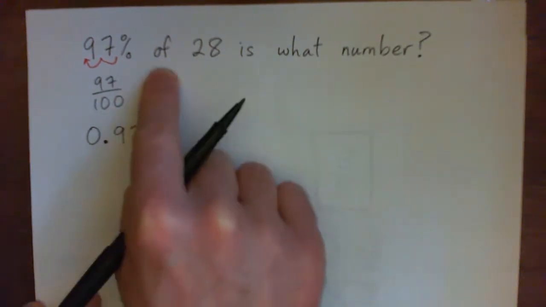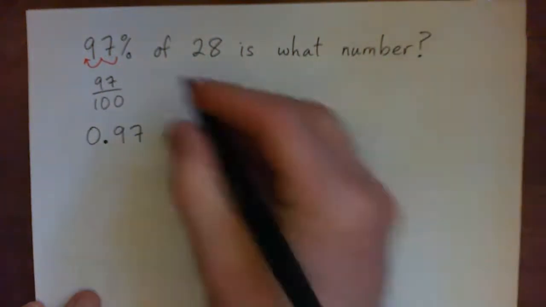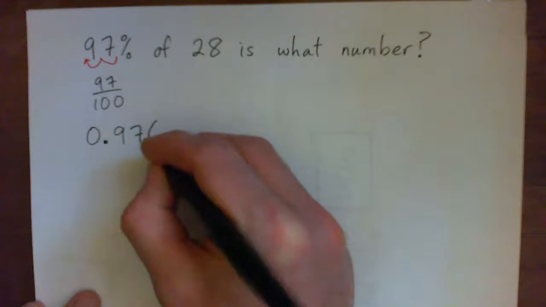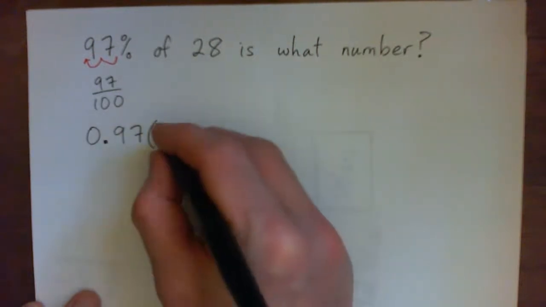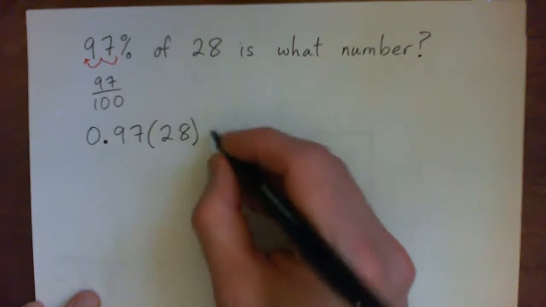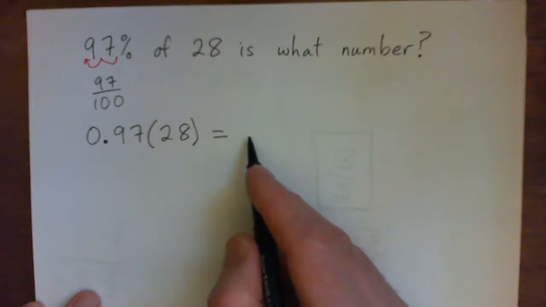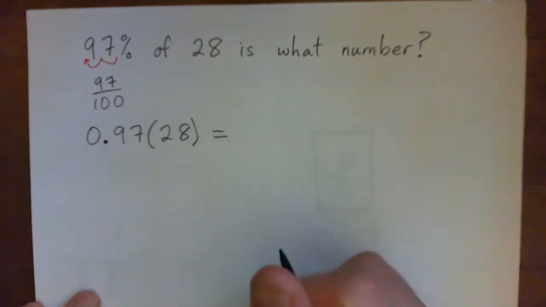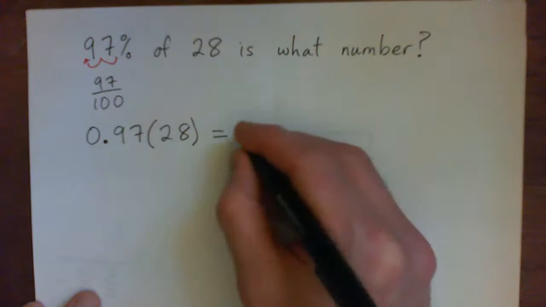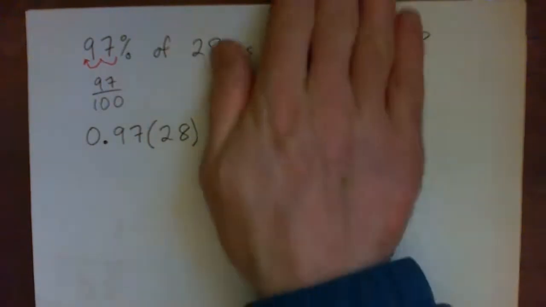So turn of into multiply. So see if you can turn the whole sentence into an equation. Right, so of means multiply. Multiply by what? Of times 28, okay, is equals. What number? How would you write that? Any letter, right? X. So I turned the sentence into an equation just for some algebra fun. I didn't have to. I could have just calculated 97% of 28.